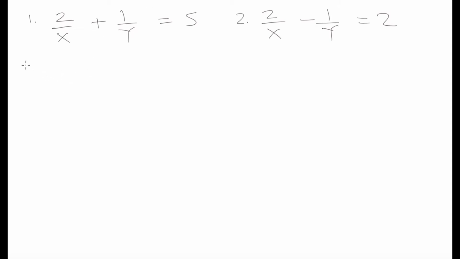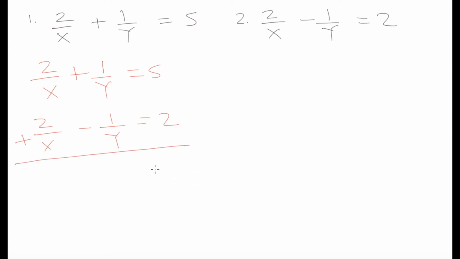So let's actually do that. 2 over x plus 1 over y is equal to 5. And then 2 over x minus 1 over y is equal to 2. And we are going to be adding these two together. So 2 over x plus 2 over x is equal to 4 over x, plus 1 over y minus 1 over y is equal to 0. So we're going to have plus 0 here. And 5 plus 2 is equal to 7. So now we have 4 over x is equal to 7.